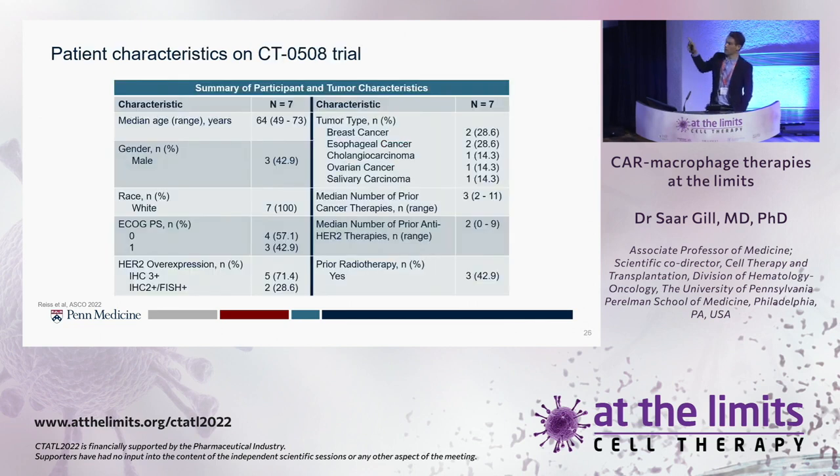So here are 7 of the 9 patients treated in the first group that I can talk about, because this was presented publicly at ASCO recently by my colleague Kim Rice-Binder from Penn. The 7 patients, median age of 64, mostly female, all white, largely good performance status, HER2 overexpression, tumor types: 2 breast cancer, 2 esophageal cancer, 1 cholangiocarcinoma, 1 ovarian cancer, and 1 salivary carcinoma, with an extensive range of prior therapies, not surprising for this type of patient population, some of which also had anti-HER2 targeted therapies, and then some of them had prior radiation.